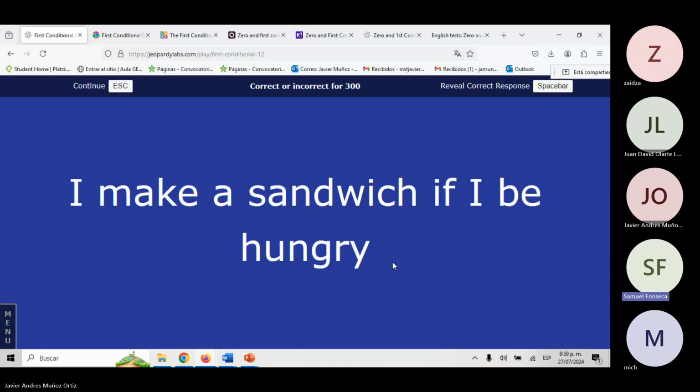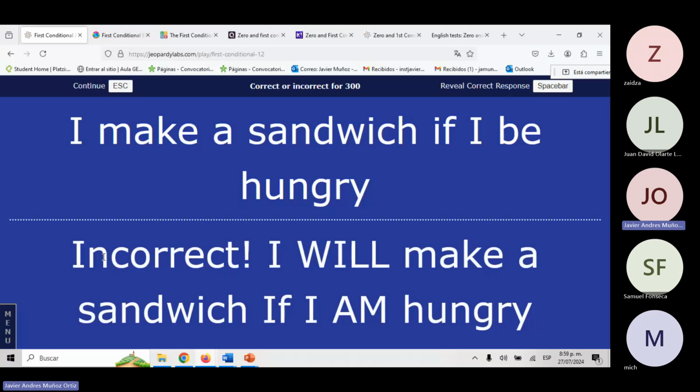No, but she already said he will put the will after I. But what, I will be or I will make? No. Okay, let's see the answer. And the answer is, I will, in fact, is incorrect. That's correct. I mean, your answer is well done. I will make a sandwich if I am hungry.